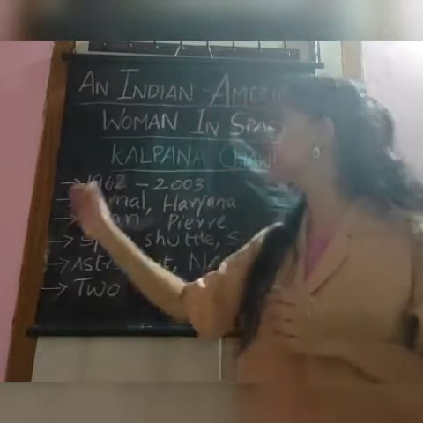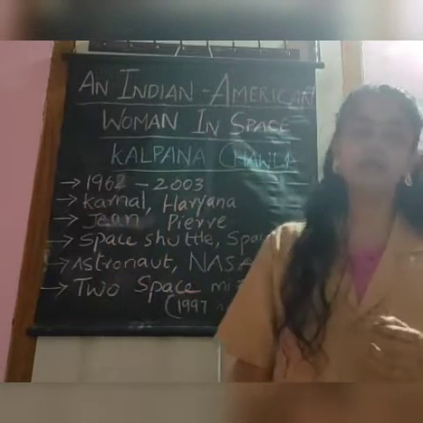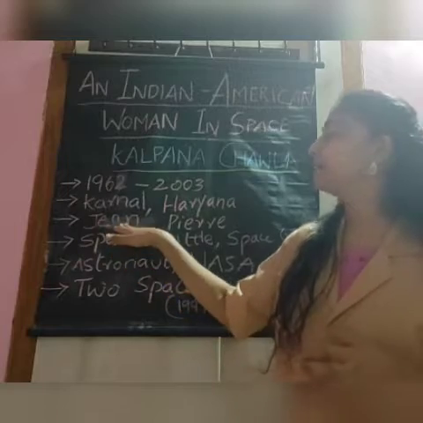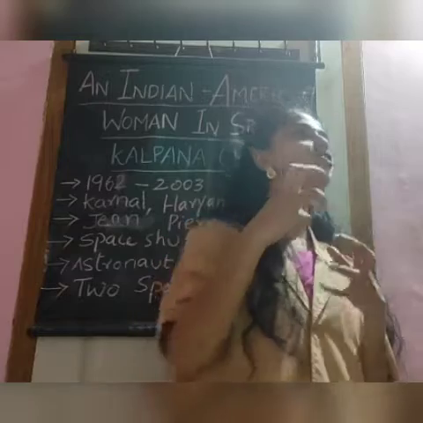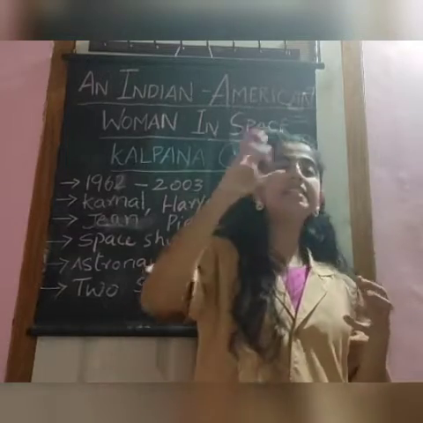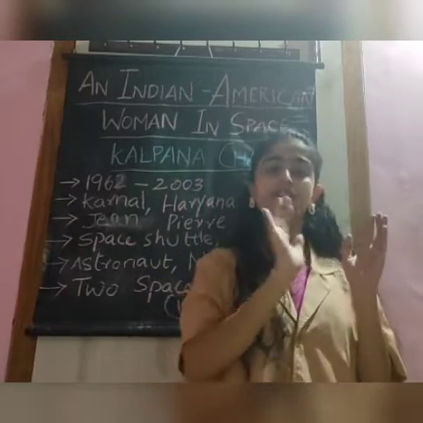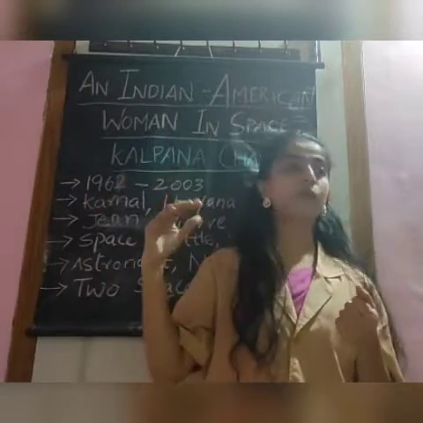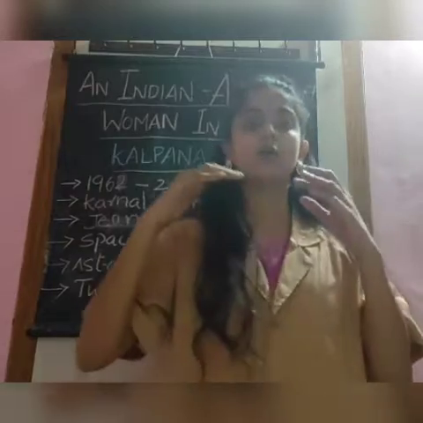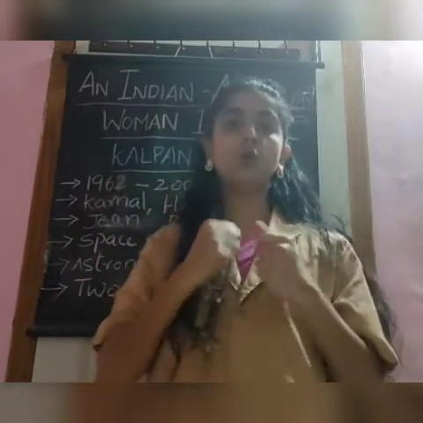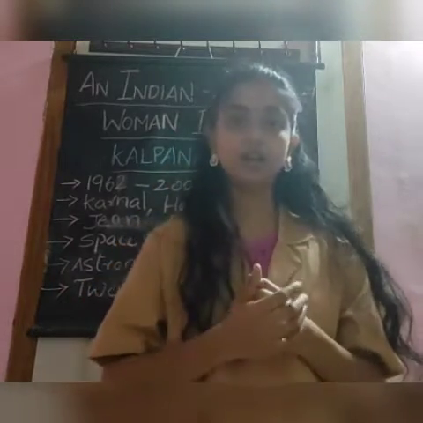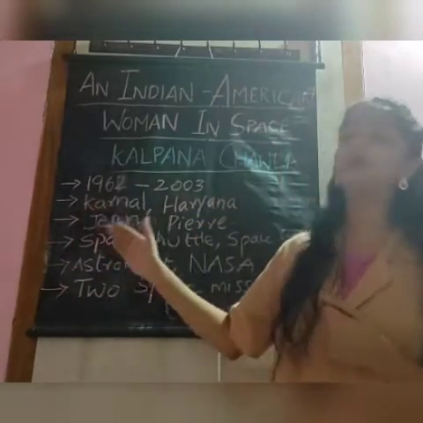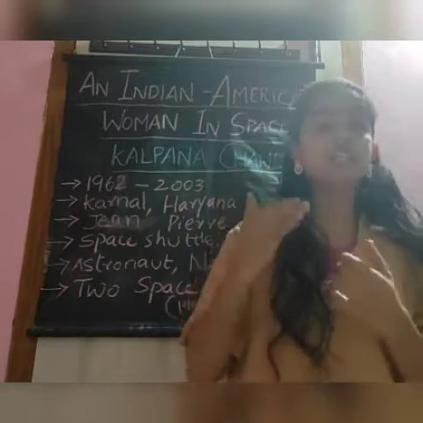Okay, and she was married to Jean Pierre. What is the name of her husband? The name of her husband is Jean Pierre. He is a flight instructor. Flight instructor means the person who trains people to fly spacecraft. The person who trains people to drive or fly airplanes, sea planes and such things is what we call a flight instructor. So Kalpana Chawla was married to Jean Pierre, who was a flight instructor.